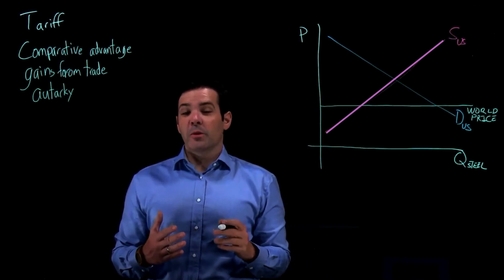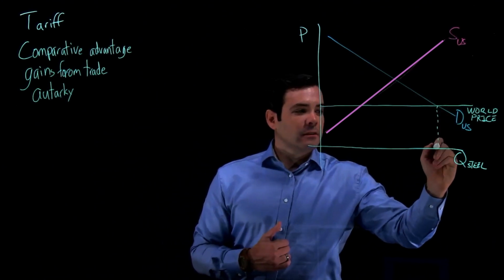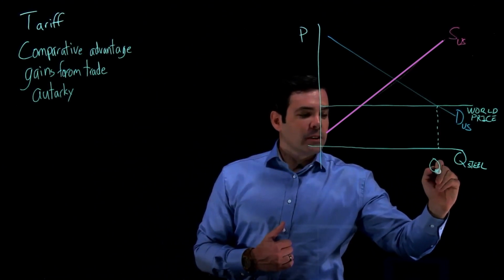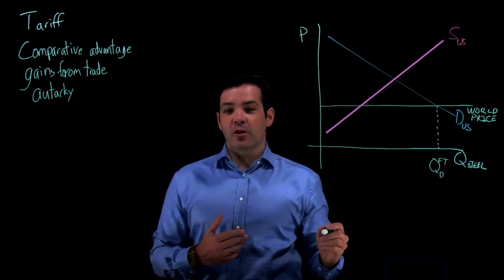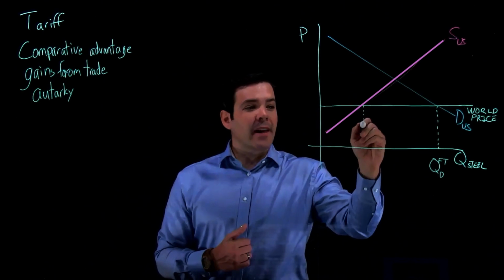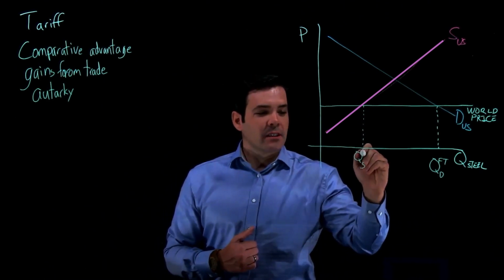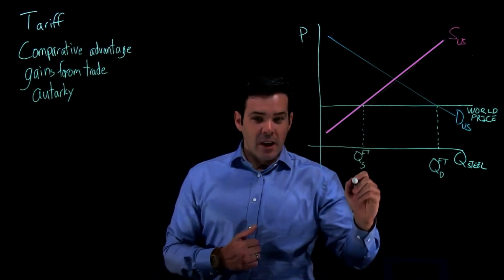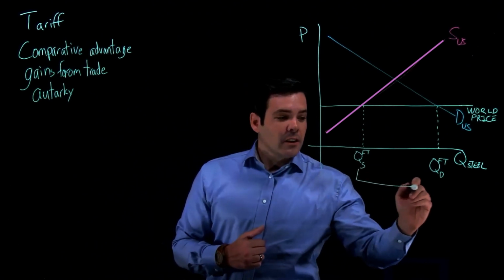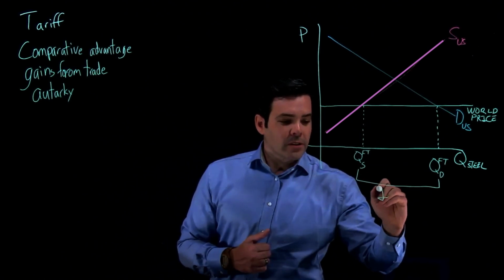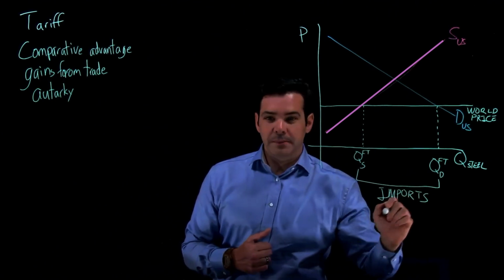If American consumers can buy steel at this world price, they'll demand QD, and I'm going to mark that FT for free trade. And American producers at that price will want to supply QS FT. The difference is imports, the amount of steel that's coming from the rest of the world.